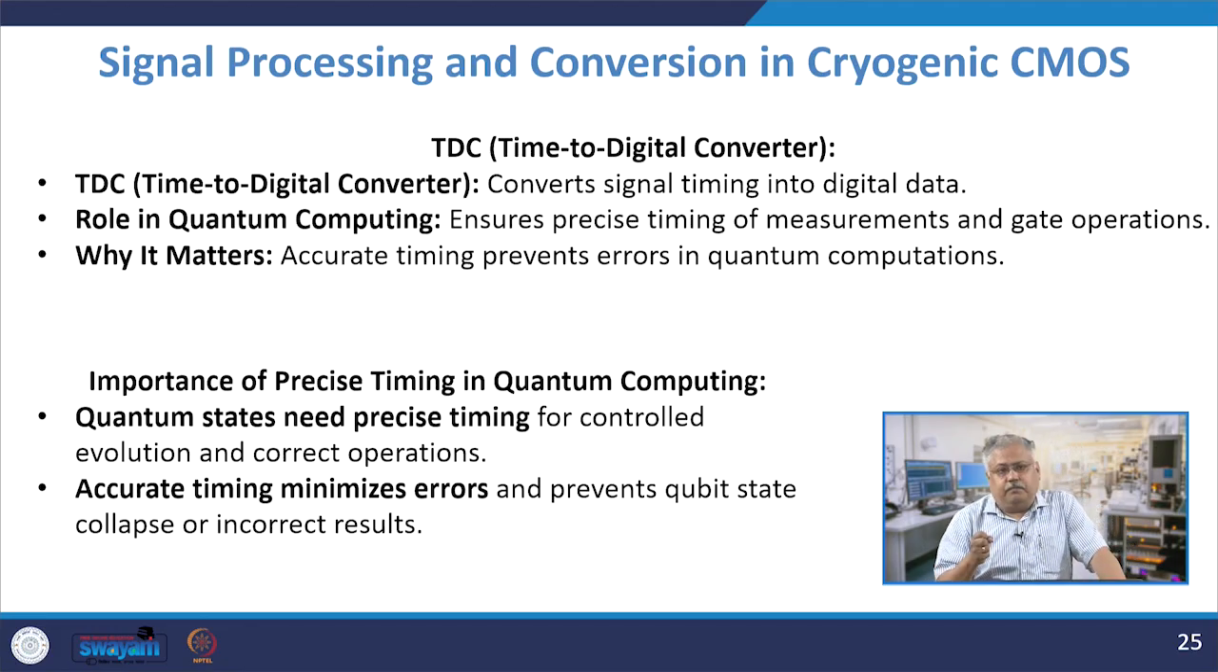Now, what is the need for precise timing in quantum computing? The quantum states need to be predicted at very specific times, right. If you do not do that, you might actually be predicting wrong states of information while you are handling quantum computing. Therefore accurate timing minimizes the error, and therefore decoherence is minimized and incorrect results are minimized in the case of TDC.